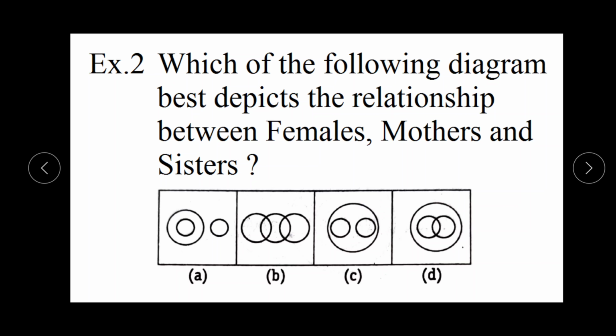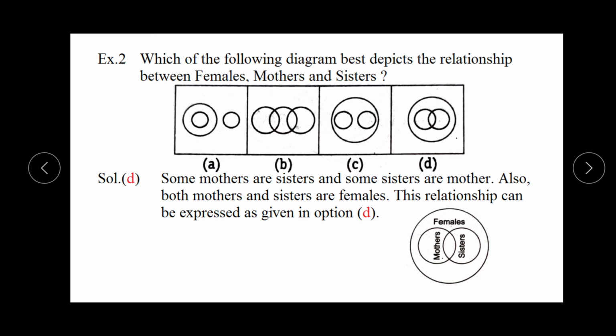But one more relationship is also there between sisters and mothers. What is that? We can say that mothers can be sisters also. If any female is a mother, she can be the sister of another person, who can be a male or a female. So mothers can also be sisters. So here we will take the fourth option. Like this, we can represent the relationship between mothers, sisters, and females.